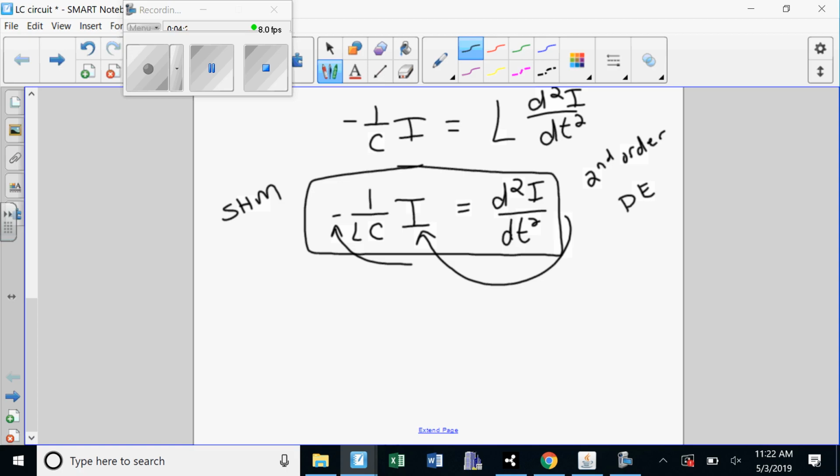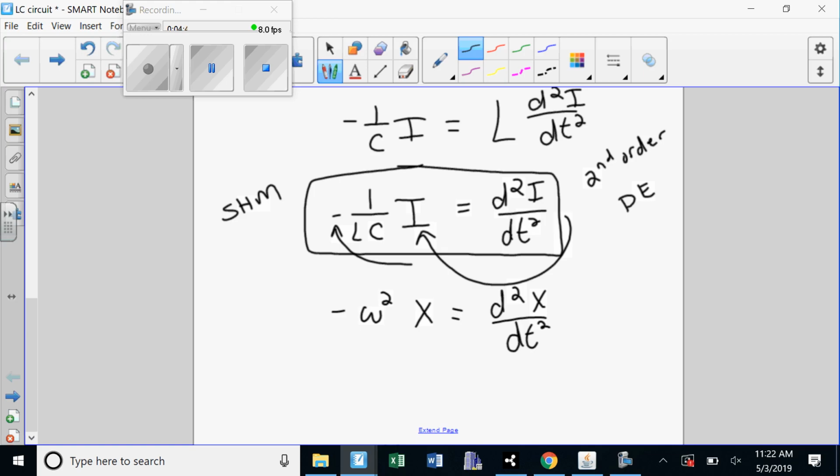When you take the second derivative of something and it returns the negative of that something, then the solution to this second order differential equation is either a sine or a cosine. So I'm going to write what we had before in mechanics, and that was minus omega squared x is equal to the second derivative of x with respect to time.